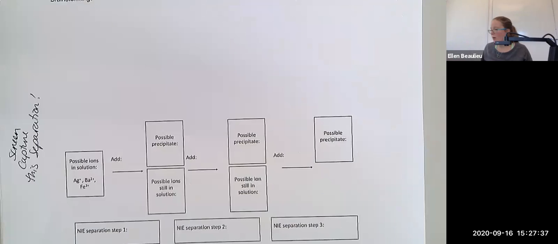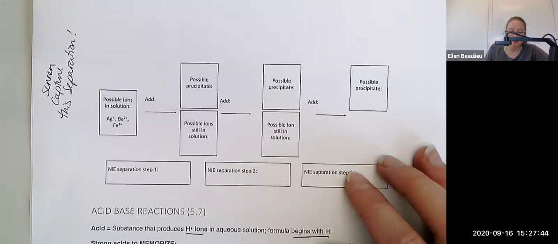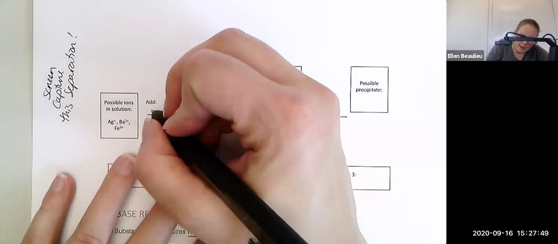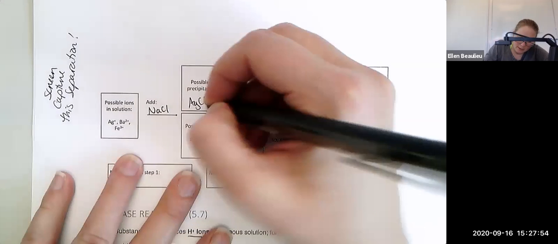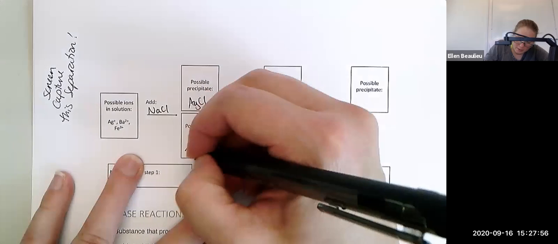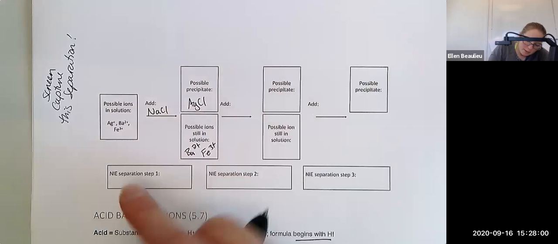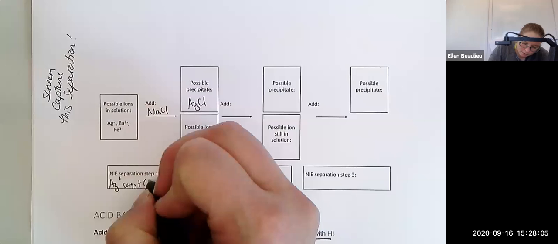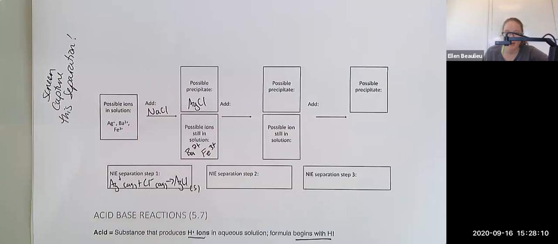There was one other part of the worksheet I didn't fill out when I was live with you, and that was the separation scheme, though we did go over it in class. There were 2 options for your separation scheme. You could have added sodium chloride first, and you would have gotten silver chloride, and you would still have barium and iron in solution. The NIE for that step would be Ag plus Cl minus yields AgCl, everything with states of matter.